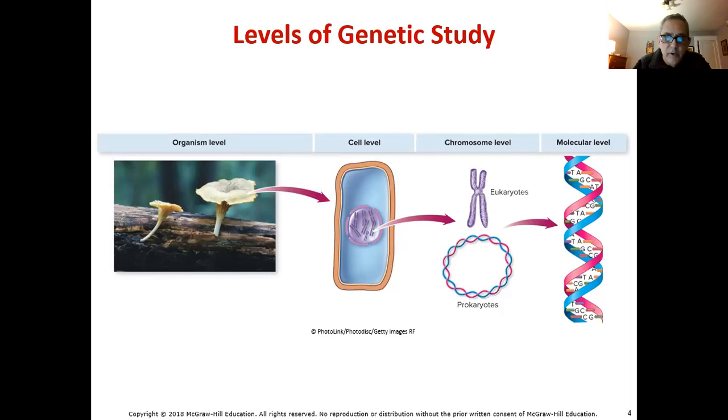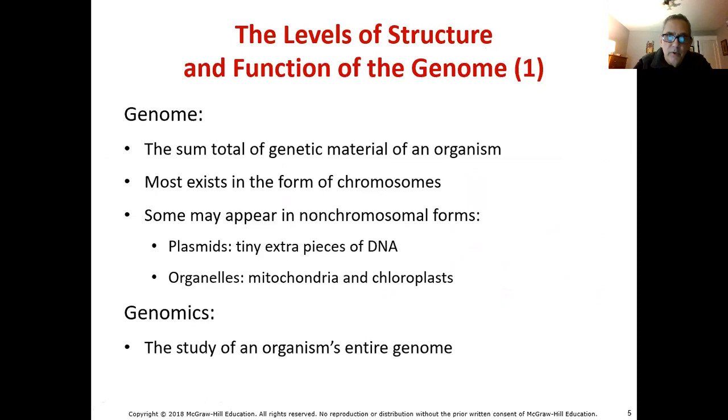So you have the organism level, then the cellular level, the chromosomes. In eukaryotes we have paired chromosomes. Bacteria have a single circular chromosome. The molecular level is the actual structure of the DNA molecule. The genome is all the genetic material of an organism. Most of it exists in the form of chromosomes. Now, if you remember, bacteria have plasmids that have tiny pieces of DNA. Plants have chloroplasts that have their own genetic material, and the mitochondria in us actually have their own genetic material.